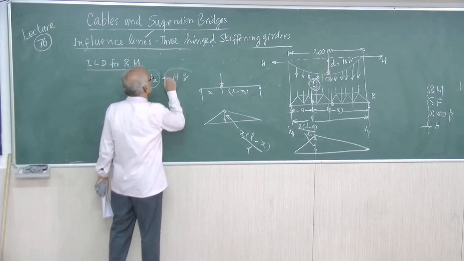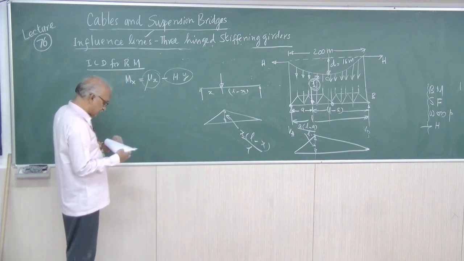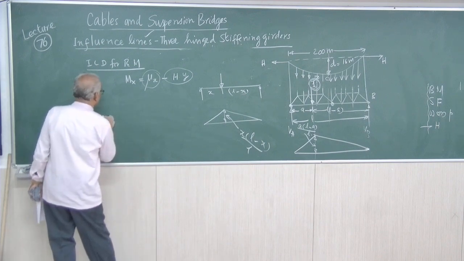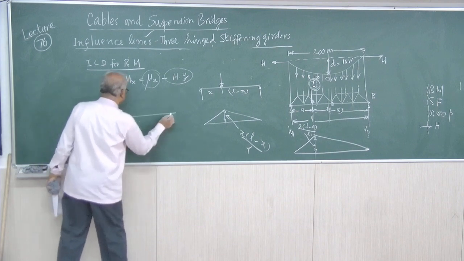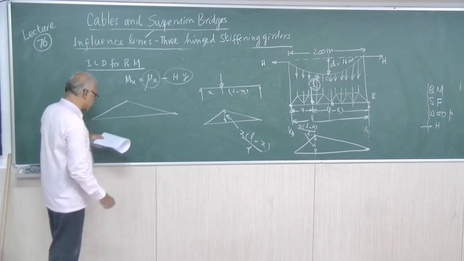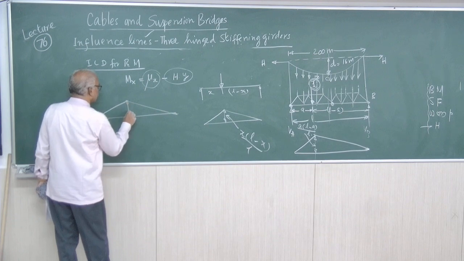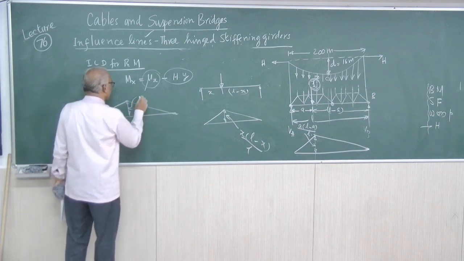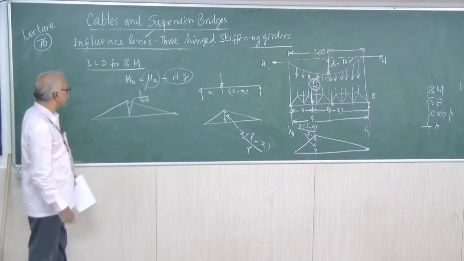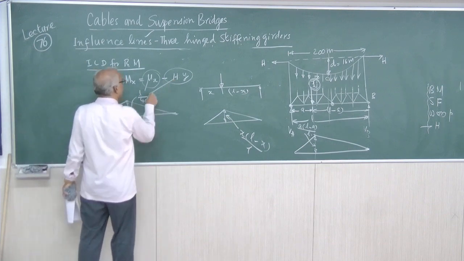Minus H into y. There is another term, H into y. You know, for H, the ILD consists of a triangle. ILD for the horizontal tension, we know it consists of a triangle with a maximum ordinate of L by 4d at the center. Just now we have discussed. So this is for H only.